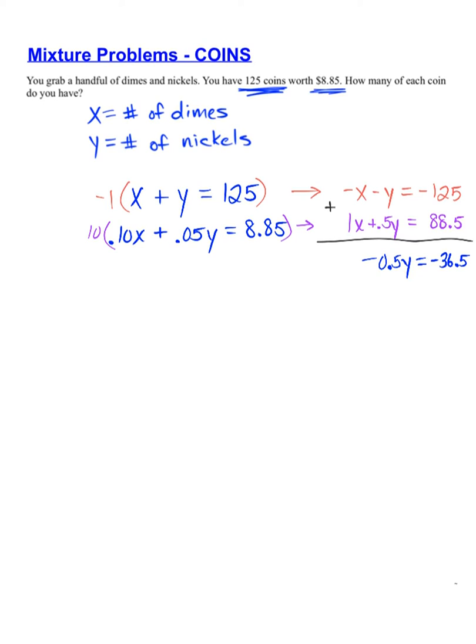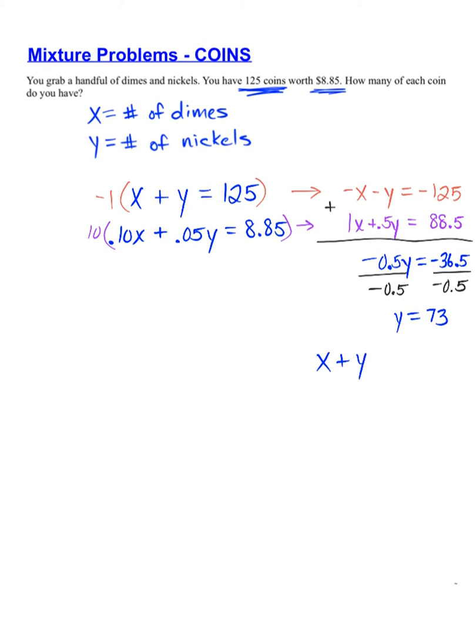By then dividing each side by -0.5, we'll obtain our value for y and find out that y must be equal to 73. Now that we know our number of nickels, we could very easily go back and substitute into either of the original two equations, and obviously the first one is much simpler than the second.